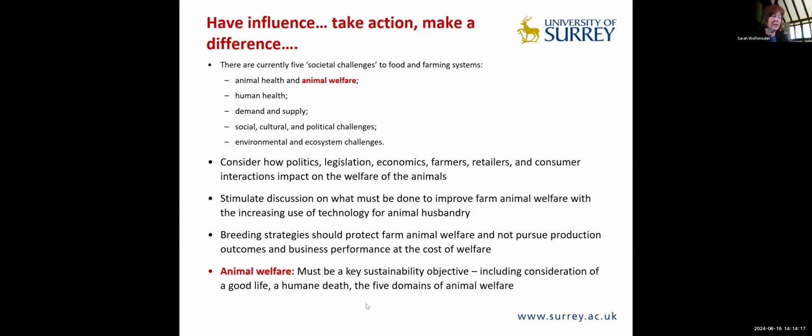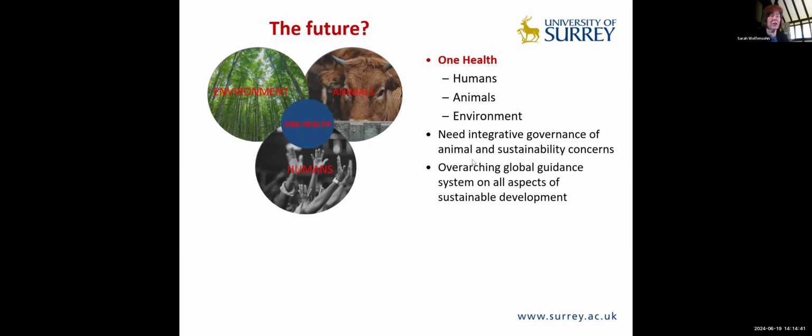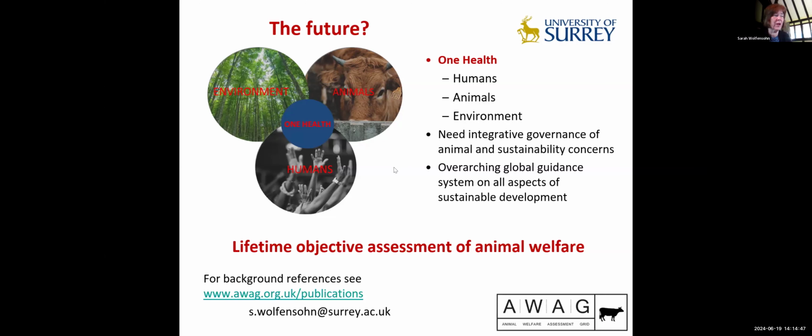Animal welfare must be the key sustainability objective, including consideration of a good life, a humane death, and in those 5 domains. But we then, of course, as we've already discussed, have to balance that with ethical, economic, and environmental considerations. So the future: One Health, humans, animals, and the environment. We want to look at those things together, but we must have integrated governance of those concerns and an overarching global guidance system on all aspects of sustainable development. And for that, we need a lifetime objective assessment of animal welfare that is consistent across all these different areas and that we can manage and look at and drill down to those things that are causing a difference.